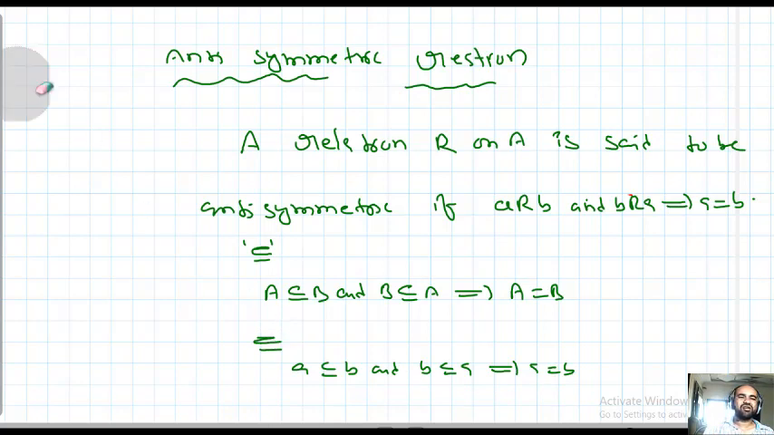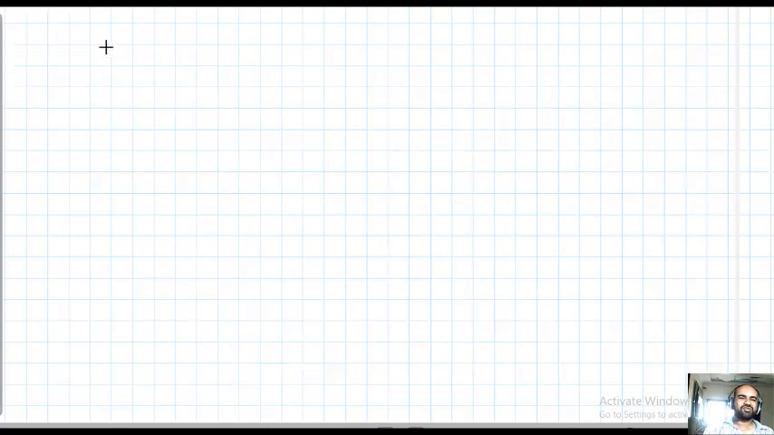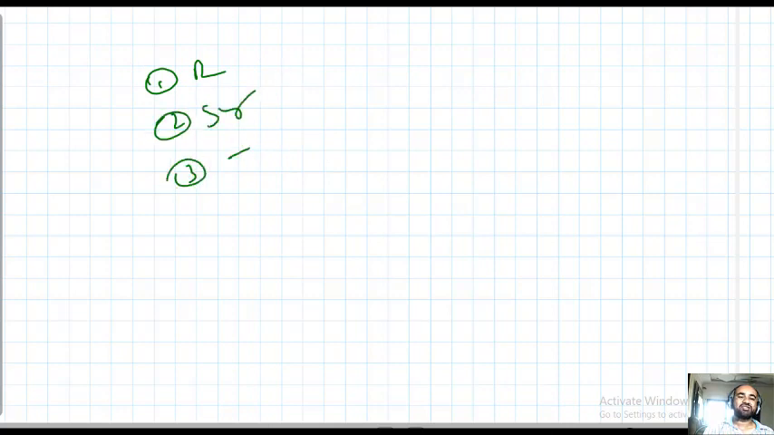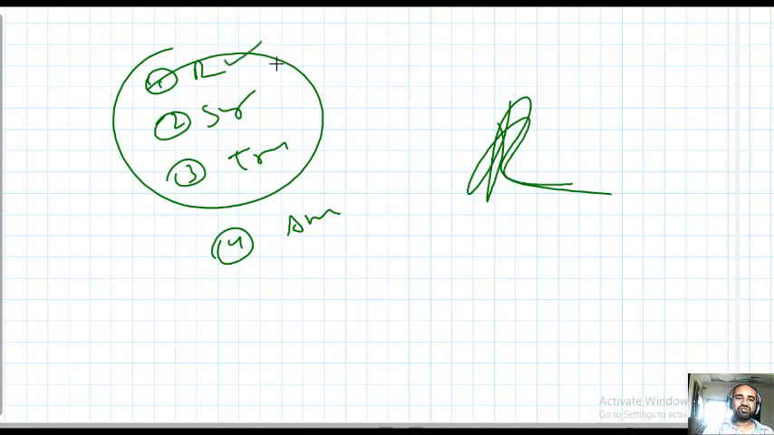These are the important relations. So once again, listen students. First reflexive, second symmetric, third transitive. These three are important. The fourth one is anti-symmetric. If a relation R satisfies reflexive, symmetric and transitive, then the relation is called an equivalence relation. Fifth one, important one: equivalence relation. A relation is said to be equivalence if it satisfies reflexive, symmetric and transitive.